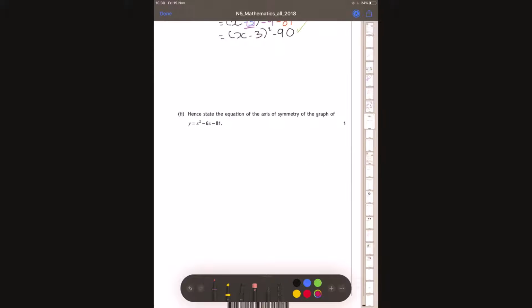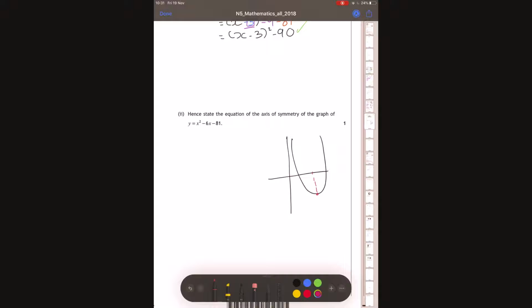Okay, so in part 2 we're being asked to state the axis of symmetry. So let's just draw a quadratic out. Then our axis of symmetry is the x value of our turning point. So it's the x value of this.